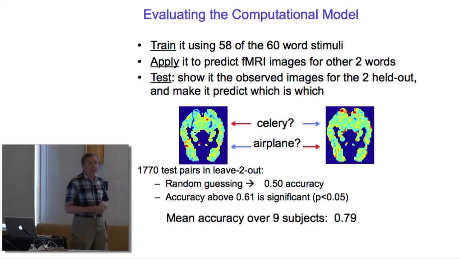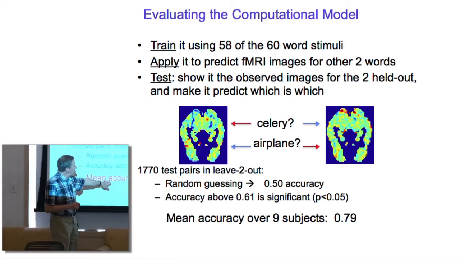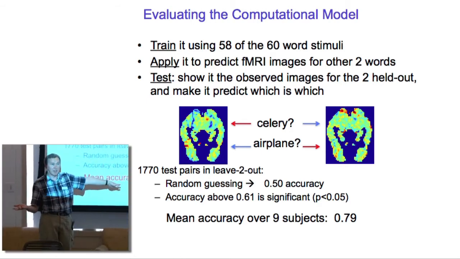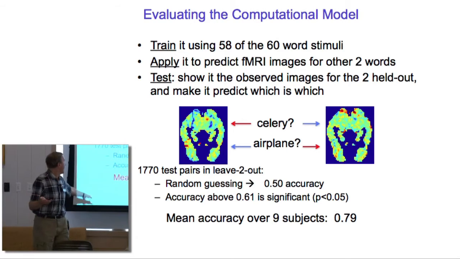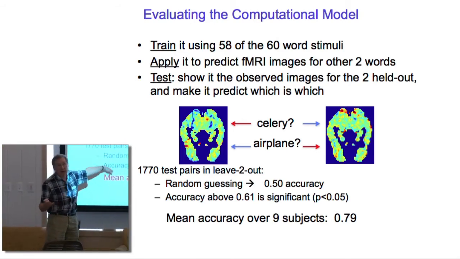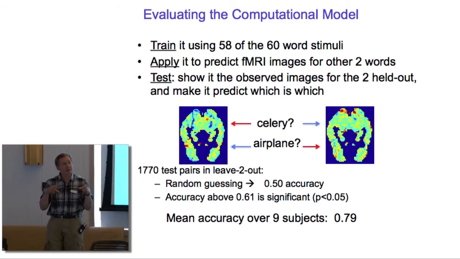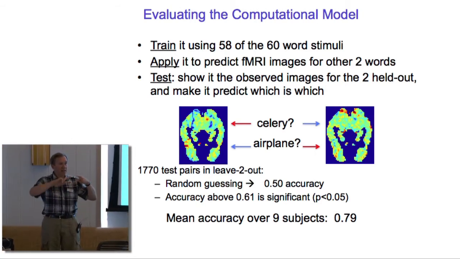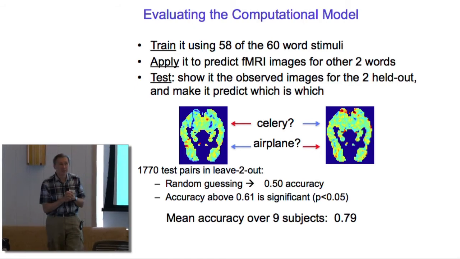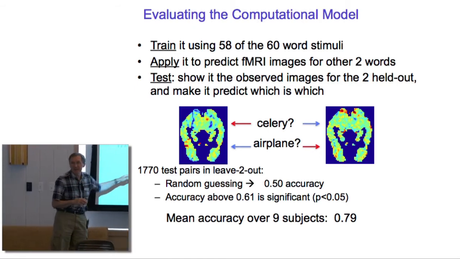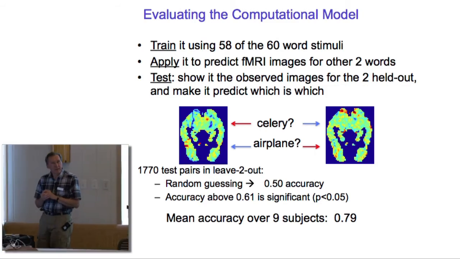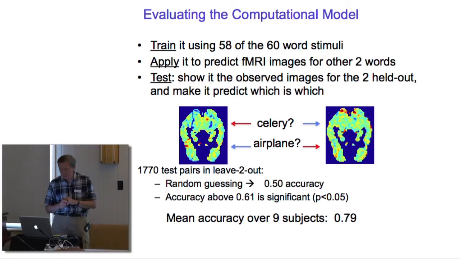And in fact, when we train the model independently on 9 different subjects in the experiment, it does significantly better than chance. So 3 times out of 4, if you give it a pair of words it hasn't seen, it can match that up with the 2 fMRI images it hasn't seen. Okay, so there's a quantitative way of measuring how well a model is doing.